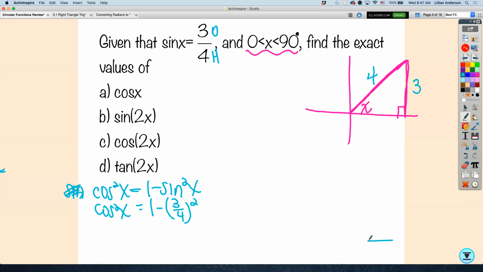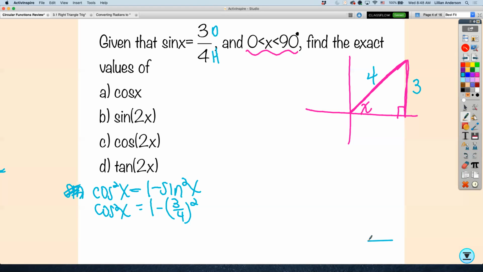Theorem? Identity? What did you use? Identity. Thank you. Theorem. Theorem. Both, just in case.